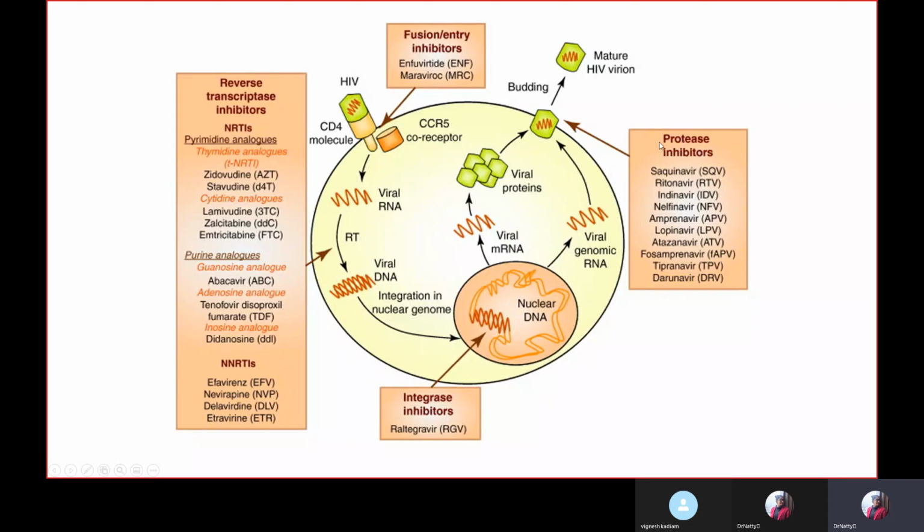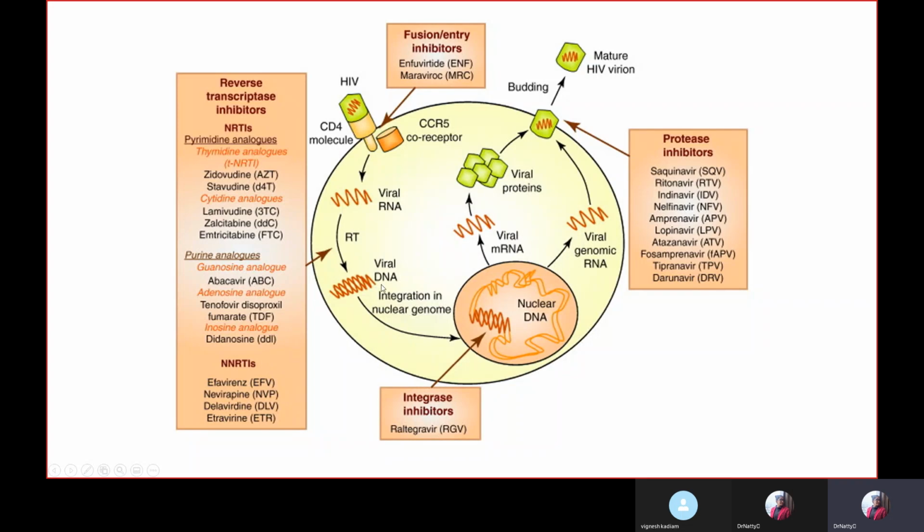After that stage, it has to go out of the host cell. For that, there is an enzyme called protease which acts. There are some drugs which stop the protease. They are called protease inhibitors. All the protease inhibitors have names ending in navir. Now to brush up again, first you have fusion or entry inhibitors. They include enfuvirtide and maraviroc. After that, in viral replication, there are drugs which stop the replication. They include reverse transcriptase inhibitors and non-nucleoside reverse transcriptase inhibitors.